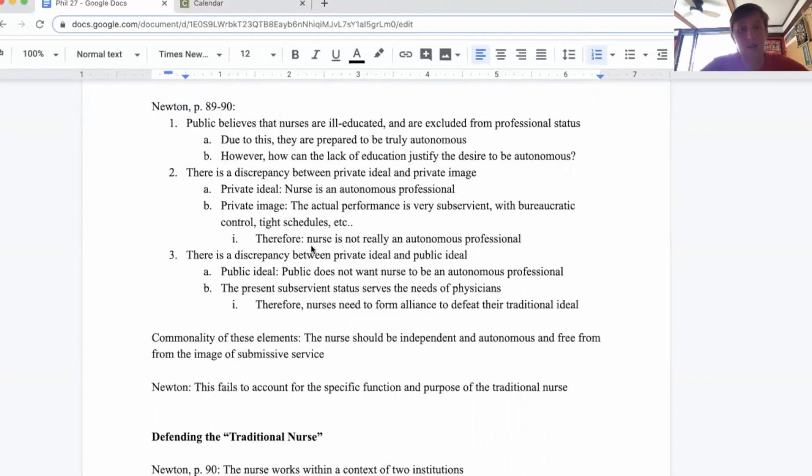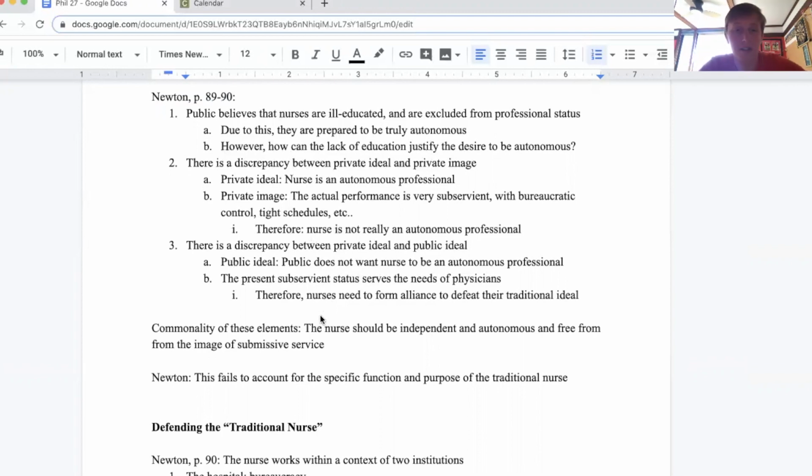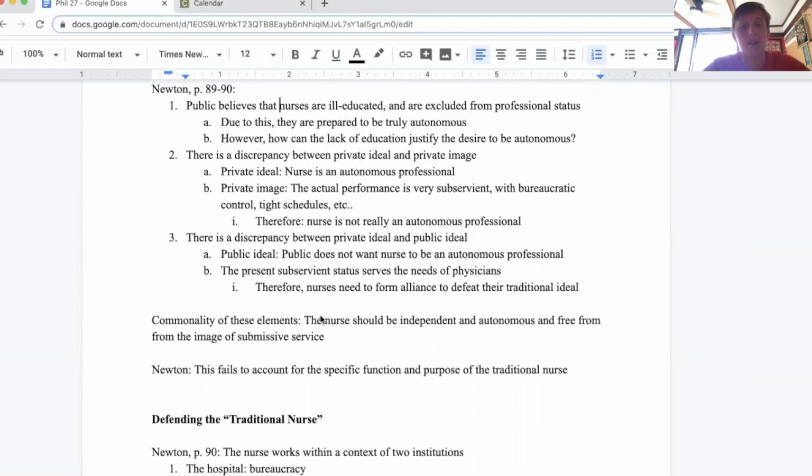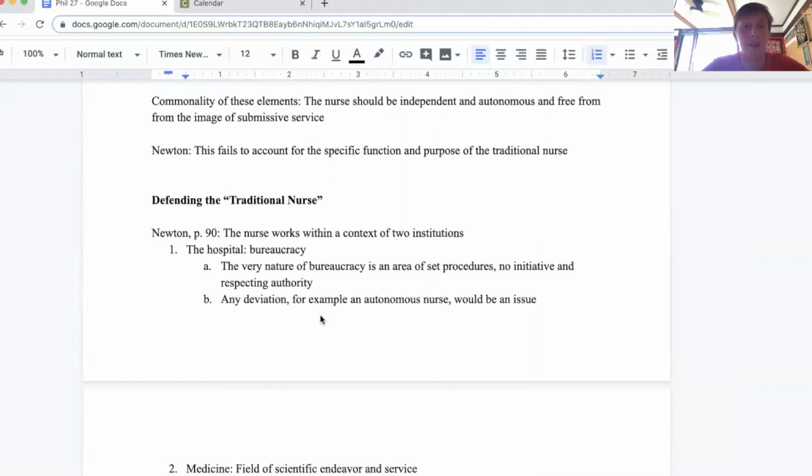And three, there is a discrepancy between private ideal and public ideal. The public ideal is that the public does not want the nurse to be an autonomous professional. The present subservient status serves the needs of physicians, and therefore nurses need to form alliances to defeat their traditional ideal. What is in common with all of these aspects is that the nurse should be independent and autonomous and free from the image of submissive service. But according to Newton, this fails to account for the purpose of the traditional nurse and why it's so important.